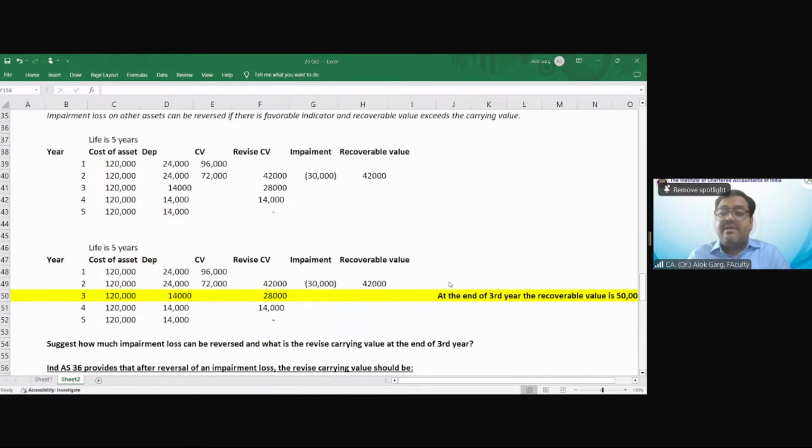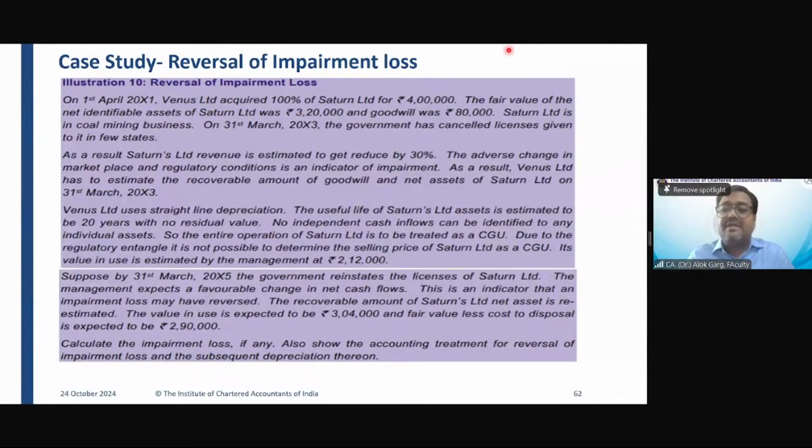My dear friends, I hope this part is clear to all of you. Tell me, is that clear or it is not clear? So let me discuss illustration number 10 on this. This was the last concept of this standard. Let me discuss illustration number 10.